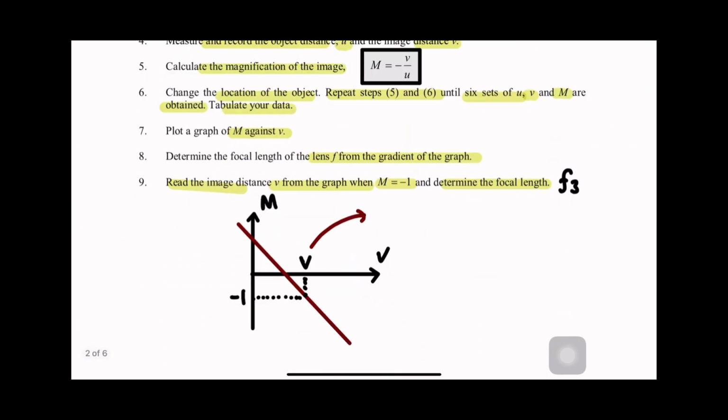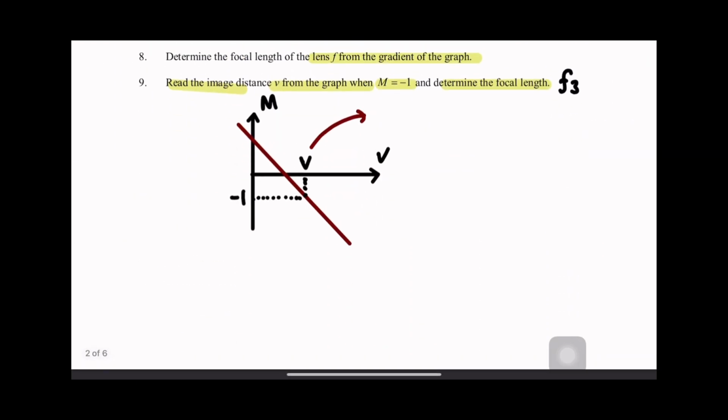Bila M is equal to negative 1, V sama dengan 2F. Okay, V is equal to 2F and then F is equal to V over 2. This is focal length number 3. So, you ada 3 focal length dalam eksperimen ni dan you akan compare which one is more accurate, means that less difference compared to the theoretical value. Yang mana paling dekat dengan theoretical value by using percentage difference.